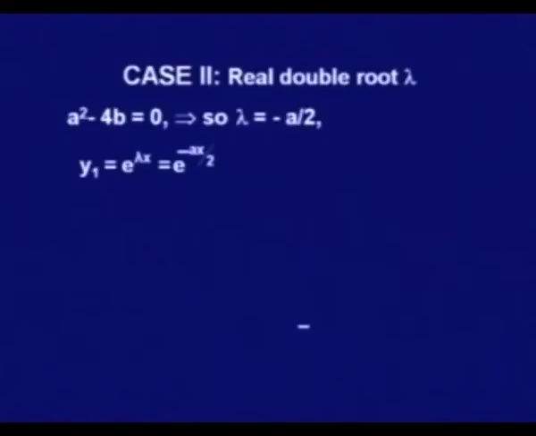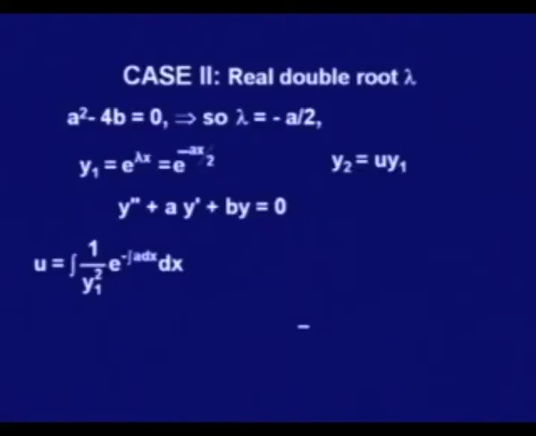We will use again the technique which we do know, the reduction of order technique. So, we will use y 2 as u times y 1. Now, our equation is y double dash plus a y dash plus b y is equal to 0. This is in the standard form, p is the constant a. So, we will get u by the formula, integral of 1 upon y 1 square e to the power minus integral of p dx, p is a, so a times dx, dx.